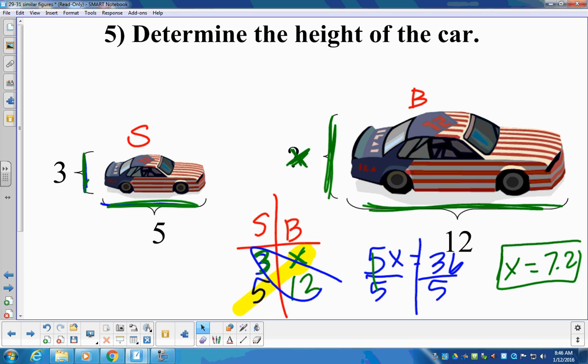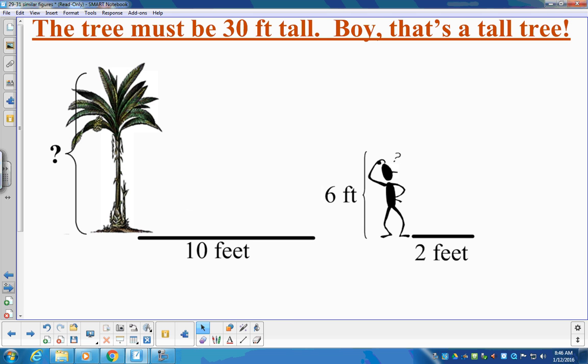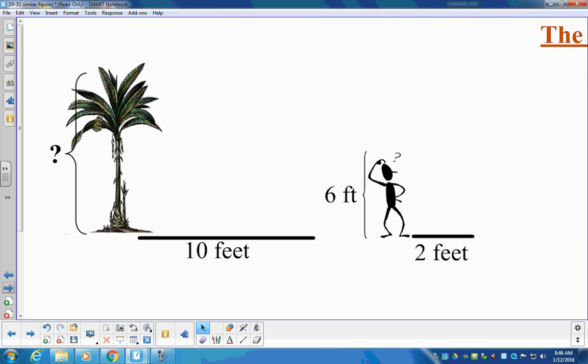Here we go. The next problem is the palm tree example, I believe. I'd like you to find the height of the palm tree. Very, very similar to the flag example. Oops, that's not the screen I wanted you to see. Sorry about that. I still want you to find the height of the palm tree.